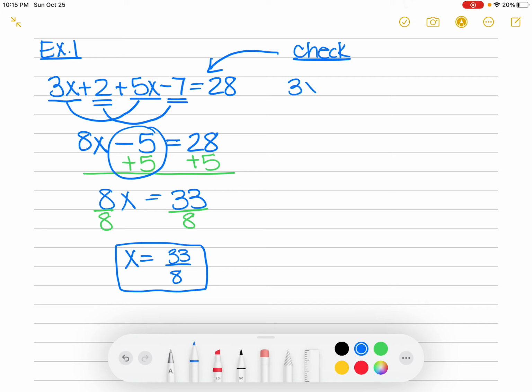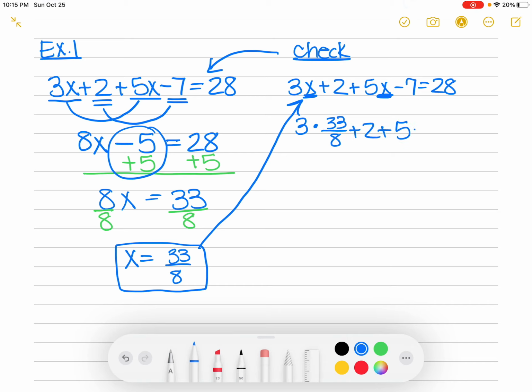I'm going to rewrite it over here just for the sake of the notes. On your actual work, you do not have to rewrite the equation with the x's in it, okay? I do that so that you can see that I'm putting this x into this x. So I'm going to have 3 times 33 over 8 plus 2 plus 5 times 33 over 8 minus 7 equals 28. See how I put everything in: 3, and then that's the x, 2, 5, and then here's the x, minus 7, and 28.